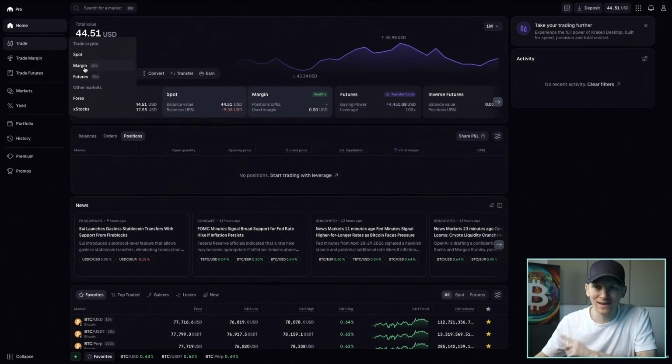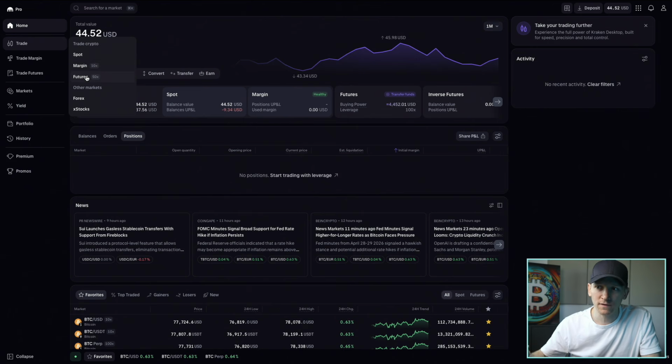Margin is where you can trade in the spot market, but you can borrow money from Kraken to go ahead and trade. And that's up to 10x in some assets. So if you have $1,000 of cash, you can open up a trade worth $10,000 at maximum, or $5,000 or $1,200 or whatever you want. And you'll borrow money from the platform.